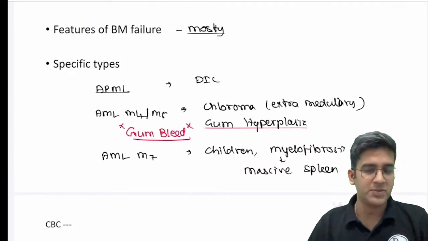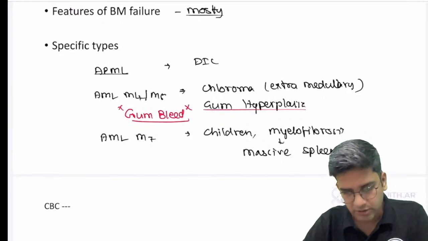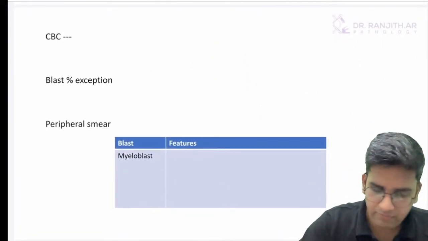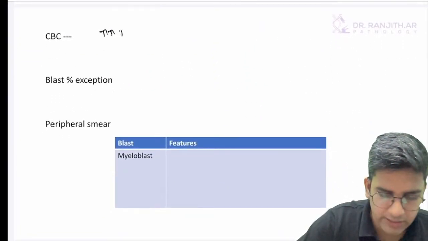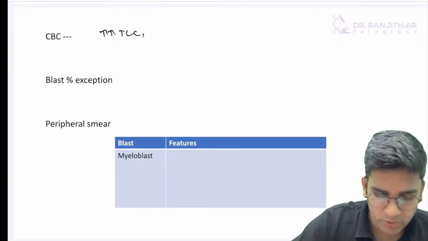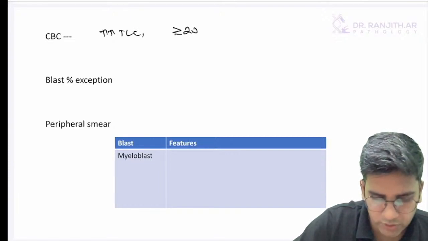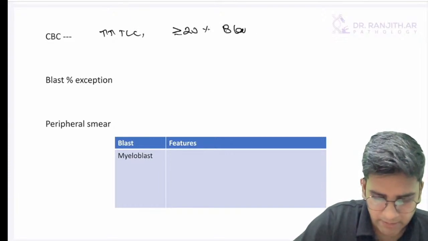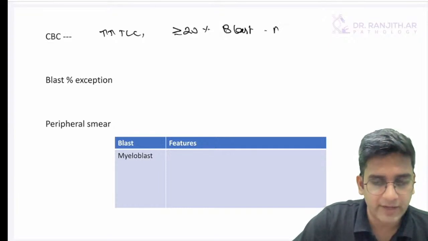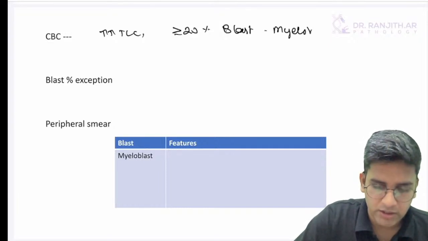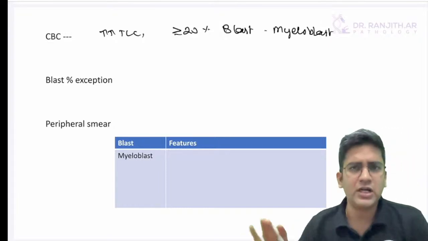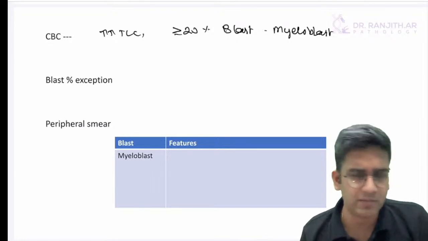Most of them will be non-specific only. Right. So we know the symptoms. Let's come to CBC. CBC is the same as in acute lymphoid leukemia, elevated TLC. You'll have greater than or equal to 20% blast. The blast will be of myeloblast. We will soon see how to pick up a myeloblast. I'm sure you know how to pick up a myeloblast, right?